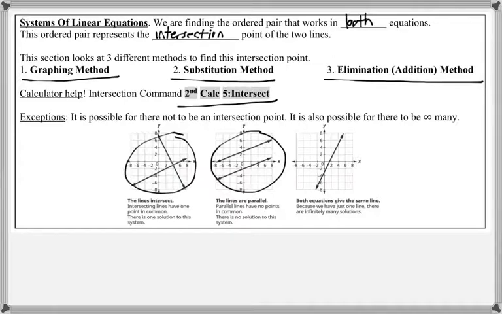It's also possible for the lines to be graphed on top of each other. So it's like if you graph it once and then graph another one that actually turns out to be the same one, if they're on top of each other, then it's going to be infinitely many solutions because they're the same line.